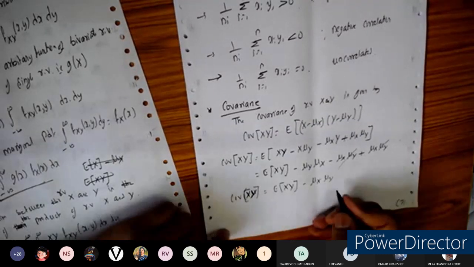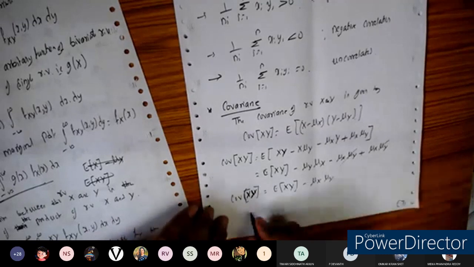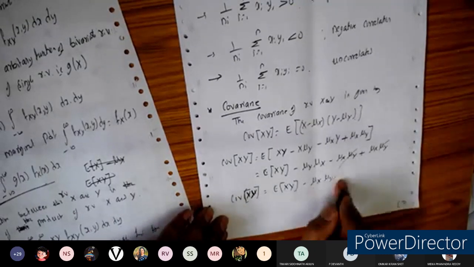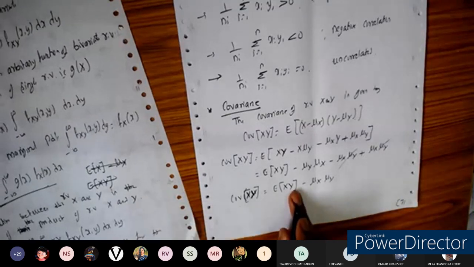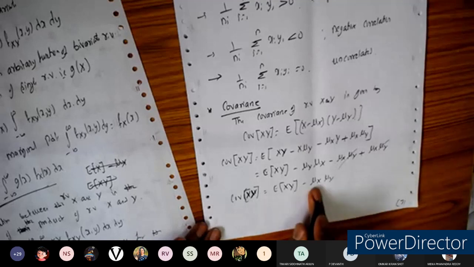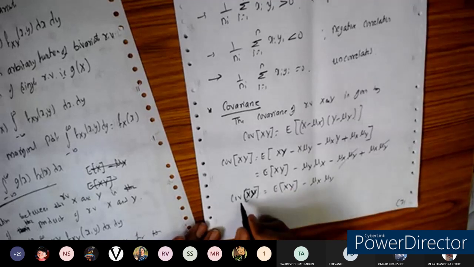Okay, so done, right? So this is a covariance here. Suppose for the bivariate random variables x and y, if any of the mean is equal to 0, then the covariance will be equal to the correlation. So this is nothing but the correlation, and this is nothing but the covariance.